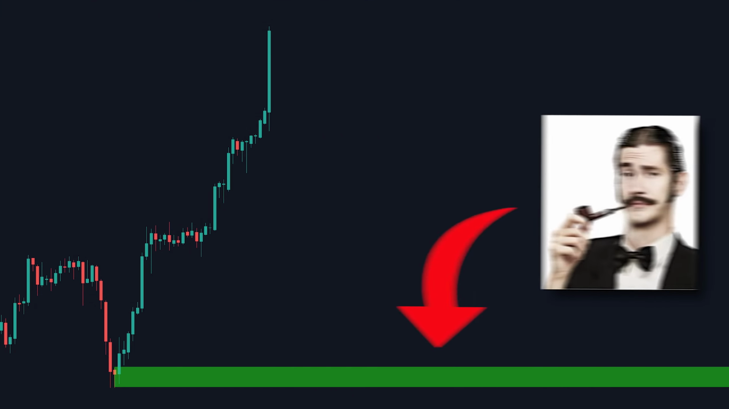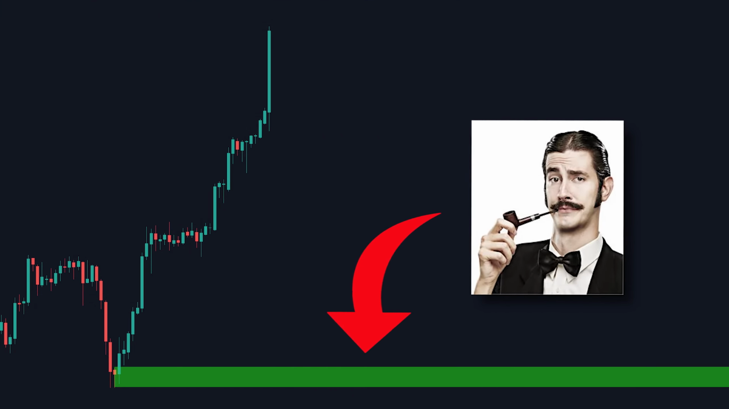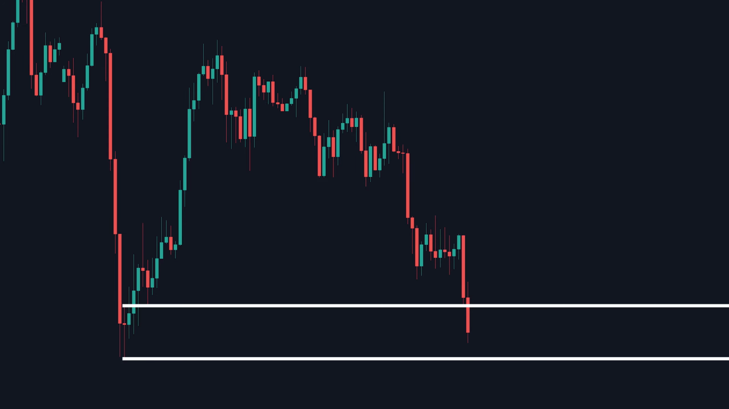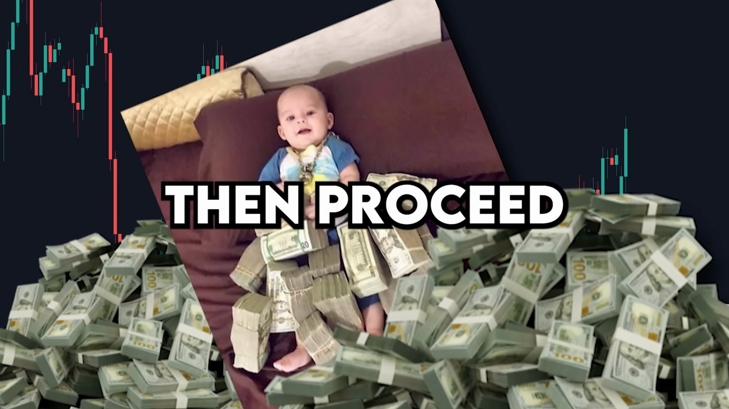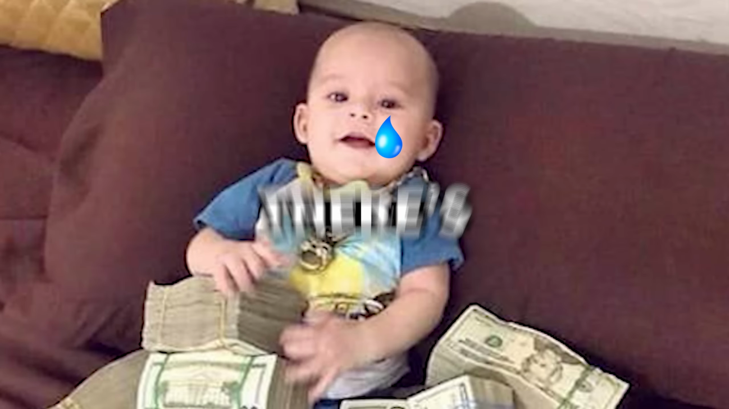The idea is pretty simple. You want to buy from zones where institutional buying and selling is occurring. You know, where the big bank boys are entering. Now, finding these levels is extremely easy. You simply find the candle before the strong move and mark the low to the high of that specific candle. You then wait for price to come back to that zone, enter your position, then proceed to make millions of dollars. But there's a huge problem.